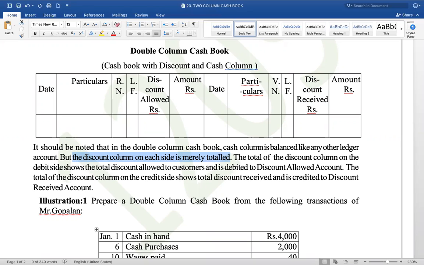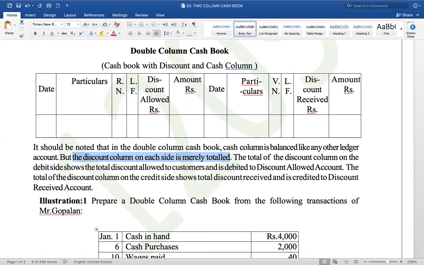That's it. You don't need to balance the net amount of discount received or allowed. You don't need to take the net of the discount received and allowed. The only thing is you have to simply take the total of the discount column, and leave it. No need of balancing it on both credit and debit. Are you getting me? You don't need to balance the discount column.